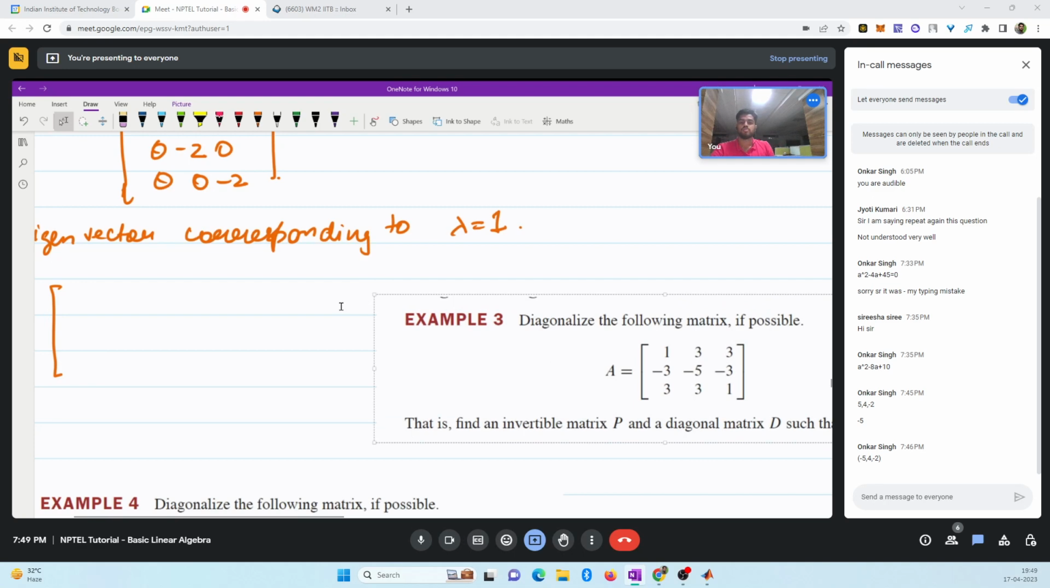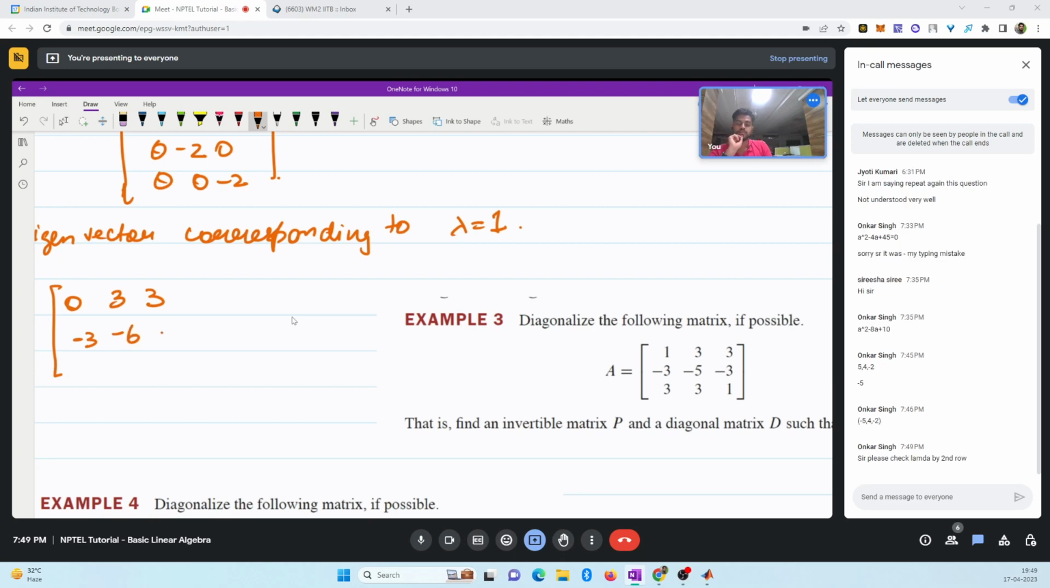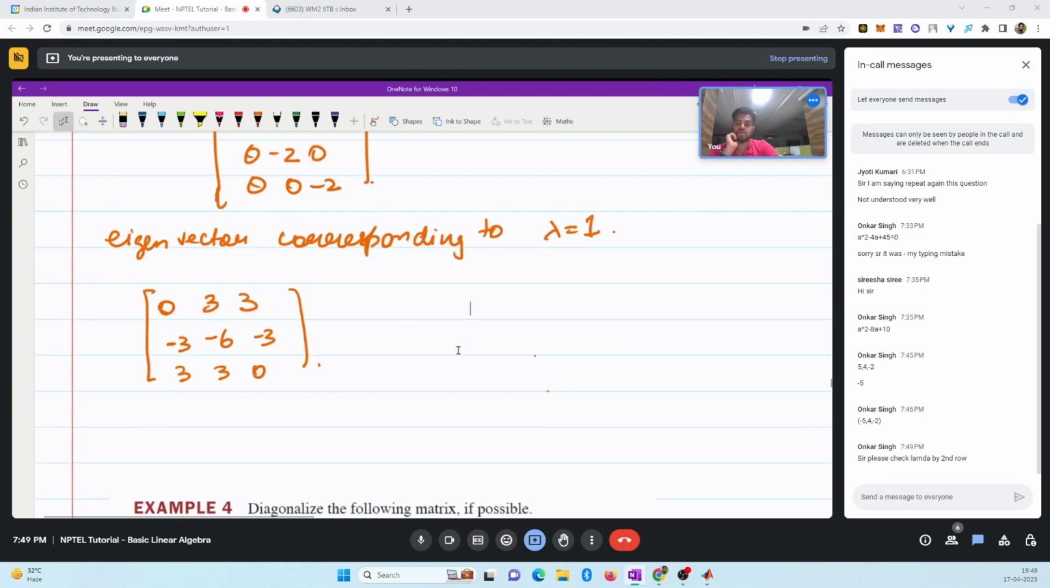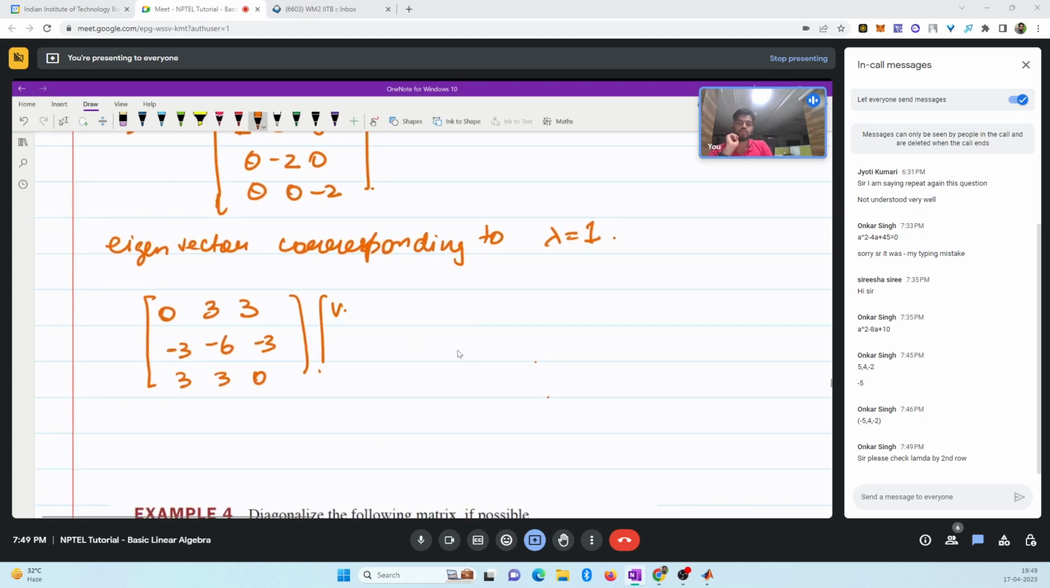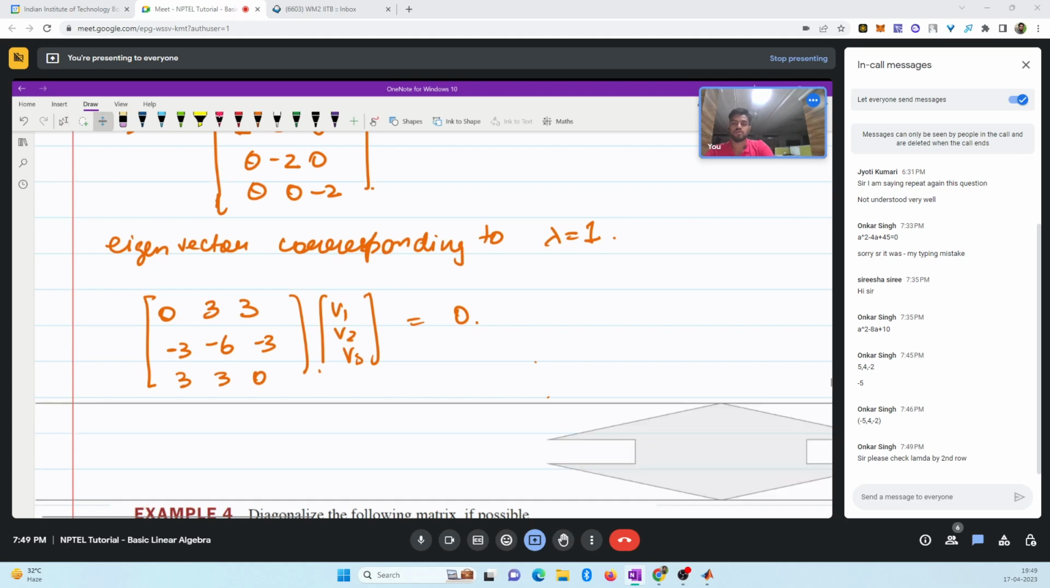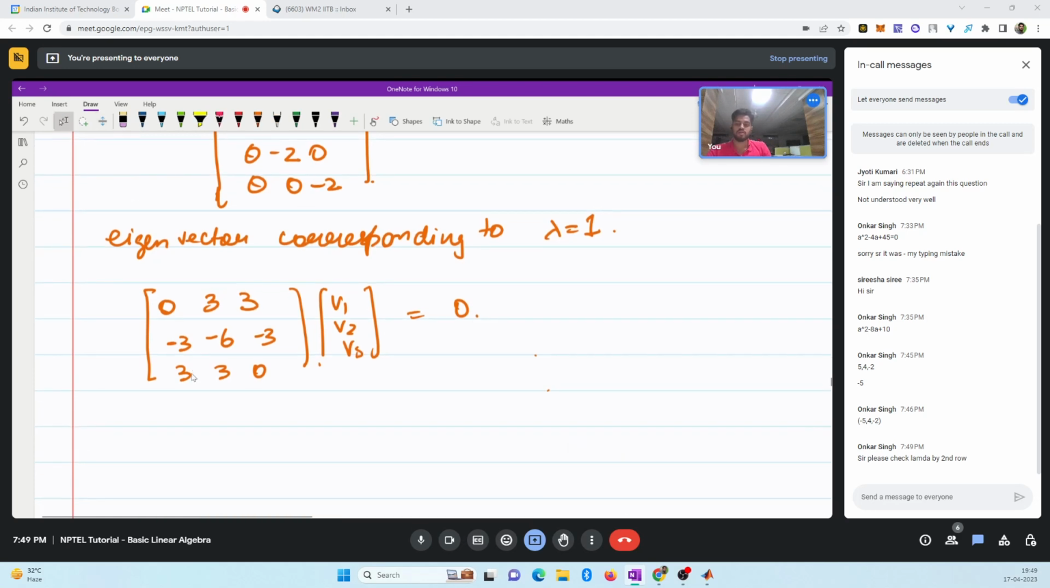Okay. So this matrix would become [0, 3, 3; -3, -6, -3; 3, 3, 0] times v1, v2, v3. We want this thing to be 0. Now we can convert.